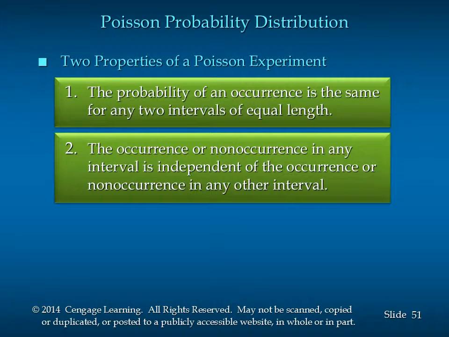You have equal lengths. Okay, so 1 minute to 2 minutes is always 60 seconds. An hour is always 60 minutes. 1 hour to 2 hours is always 1 hour. So that's what they mean by equal length. And they're independent of each other, so that's what they mean: one does not necessarily influence the other.